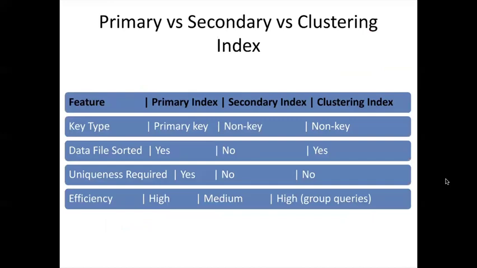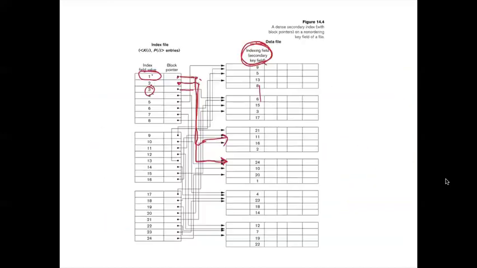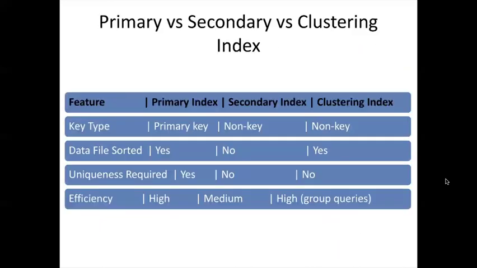If we go back and look at the primary, secondary, and clustering indexes. First of all, for the primary index, we use the primary key as the index field. For the secondary index and the clustering index, we can use other non-key fields. For the primary index, the data should be sorted according to the index field. For the secondary index, the data need not be sorted. And for the clustering index, the data needs to be sorted according to the non-key field.